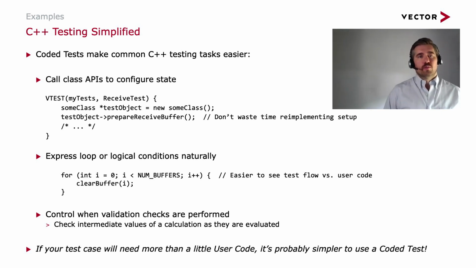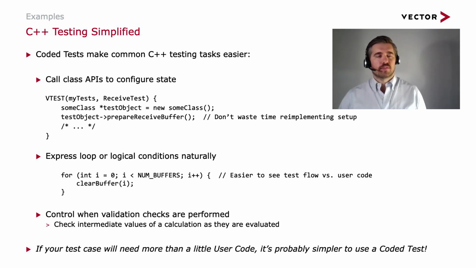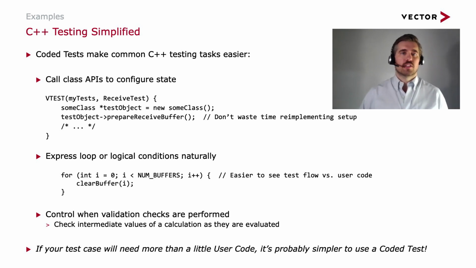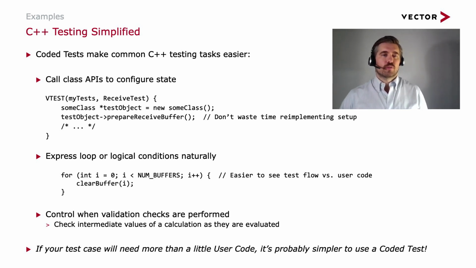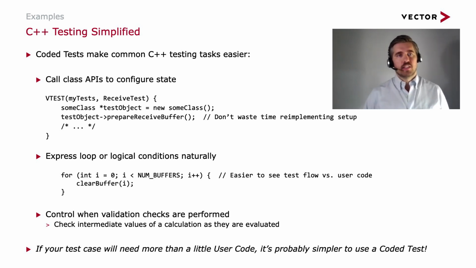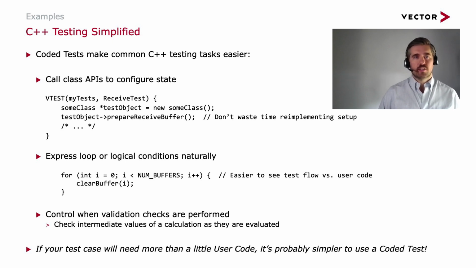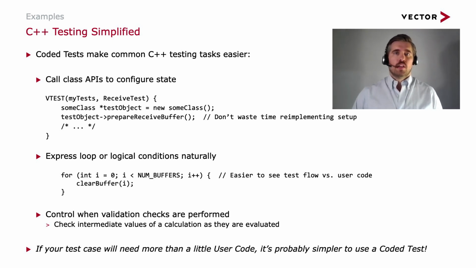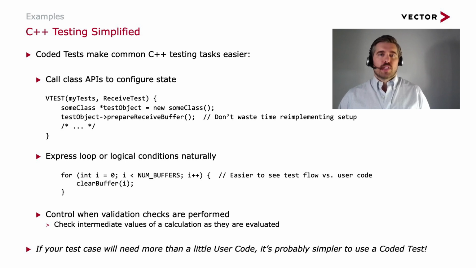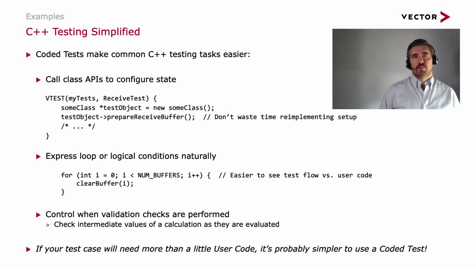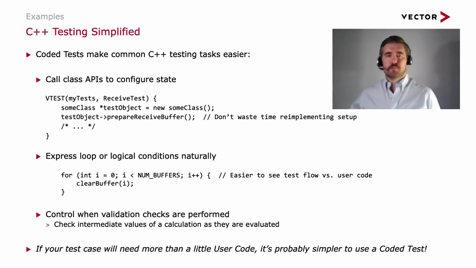You can also control when you are evaluating your logic. In VectorCAST parameter tree-based tests, we're normally making assertions at the beginning and at the end of a test execution. With coded tests, you have control. You can put assertions anywhere you would like in your test, be it at the beginning, in the middle of a calculation, or at the end. A general rule of thumb is if you find yourself writing a lot of user code, then you might have an easier time implementing your tests through the coded test workflow.